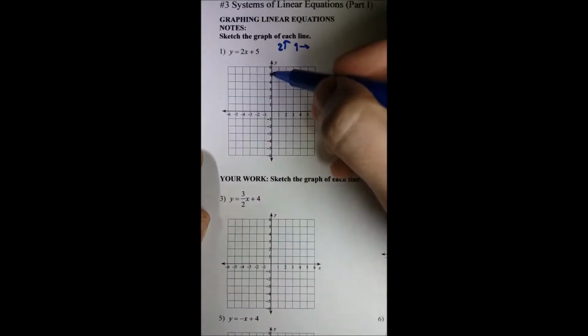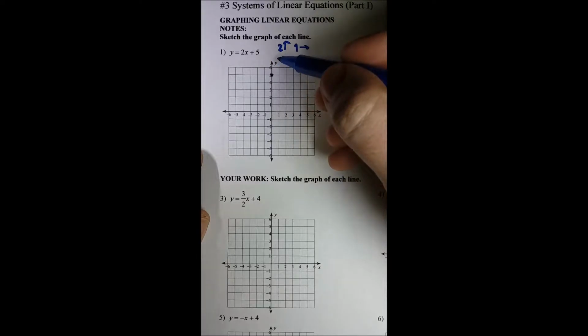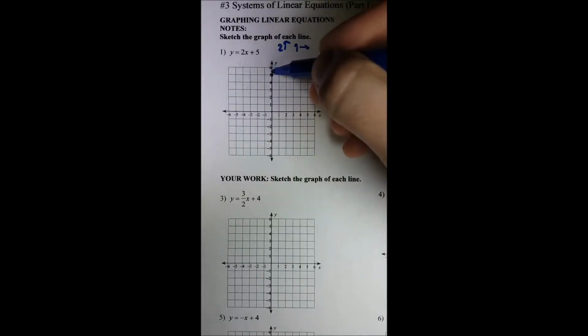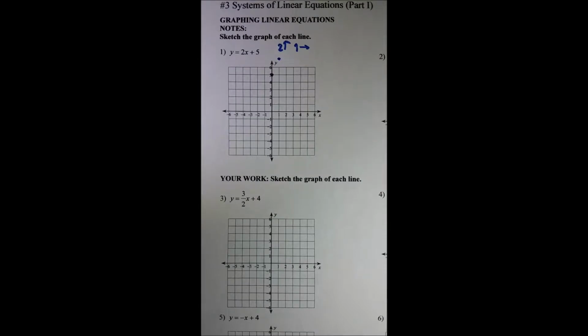That means 2 up, 1 to the right. So from this point, we're going to go 2 up, 1 across. However, we don't have enough space on the graph to do that. So if that was the case, it's going to go 1, 2, 1. So a point should be somewhere right there.